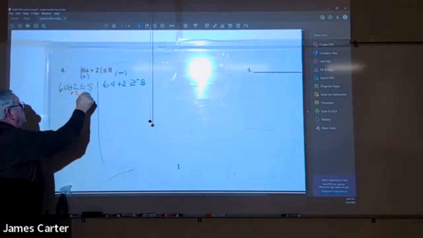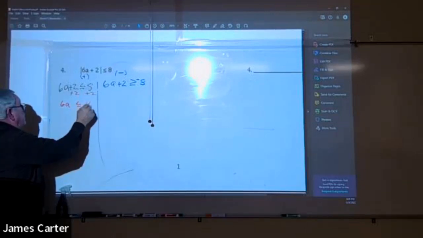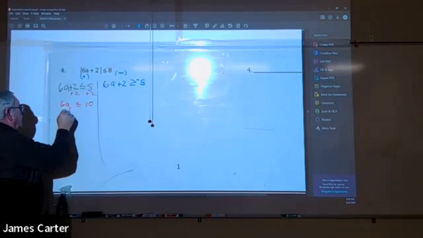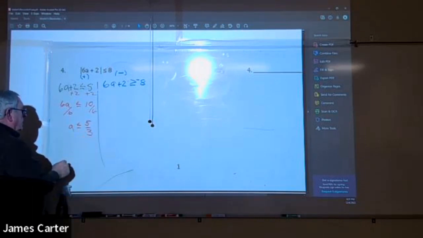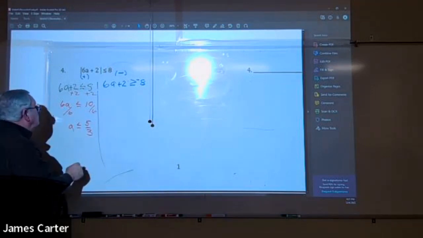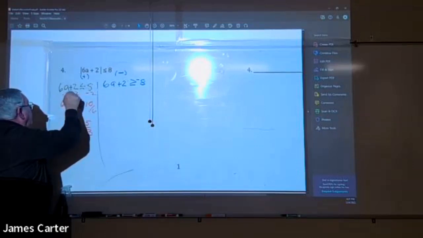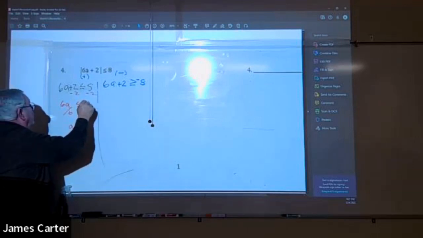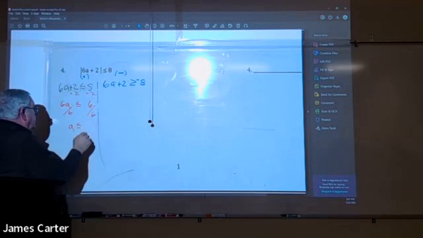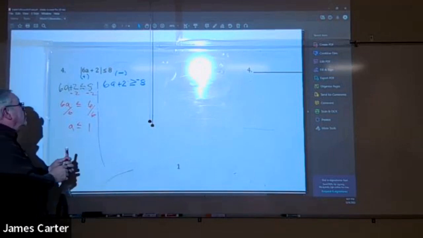Plus 2, 6a less than or equal to 10. Okay, divide by 6, divide by 6. A less than or equal to 5/3. Okay. You should have subtracted. We did it again, didn't I? Okay. Well, let's make that a 6. Actually, it's going to make this a much nicer problem.